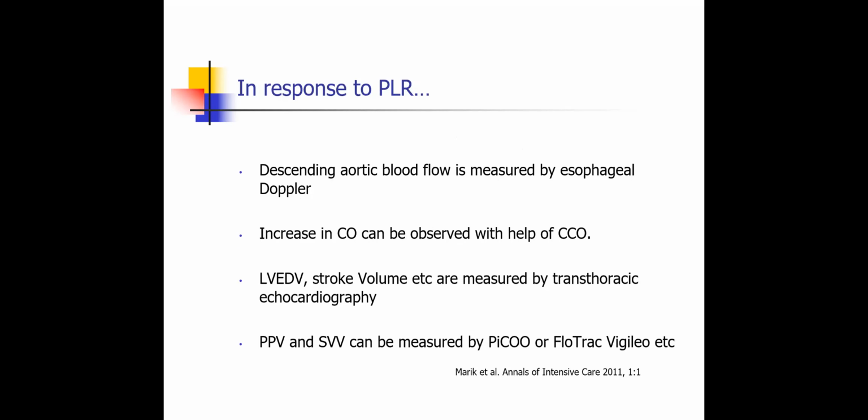In response to PLR, the descending aortic blood flow is measured by esophageal Doppler. The increase in cardiac output can be observed with the help of a continuous cardiac output dedicated monitor, which eliminates the subjective element of measuring the Doppler. The end diastolic volume, the stroke volume, etc. are measured by transthoracic echo, if we want that. Pulse pressure variation and stroke volume variation can be measured using a PICCO or FloTrac Vigileo dedicated monitor. So how many indices you can get by a simple test?